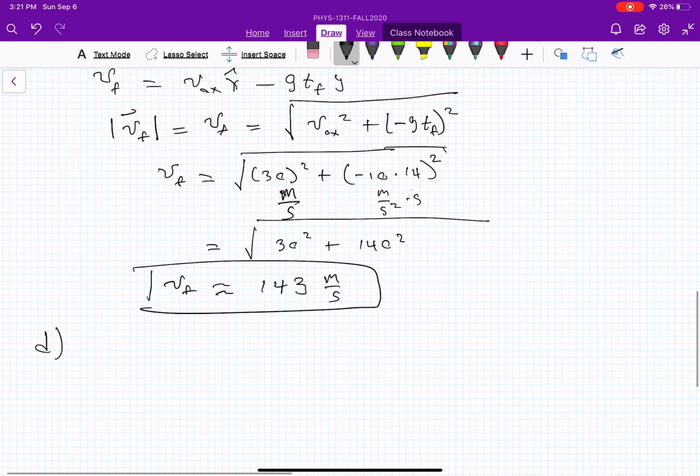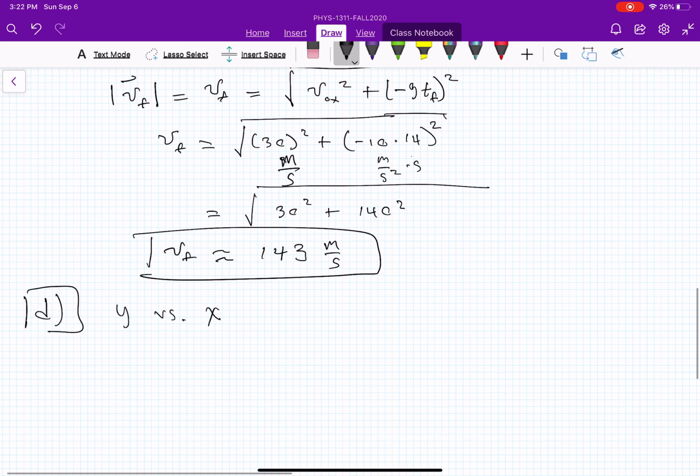Part D. What is y versus x? So this is called the trajectory when you eliminate the time and you just describe what the path of the projectile is through the air. So I know y of t and x of t, and so the idea is to solve one of those for t and then plug it in.